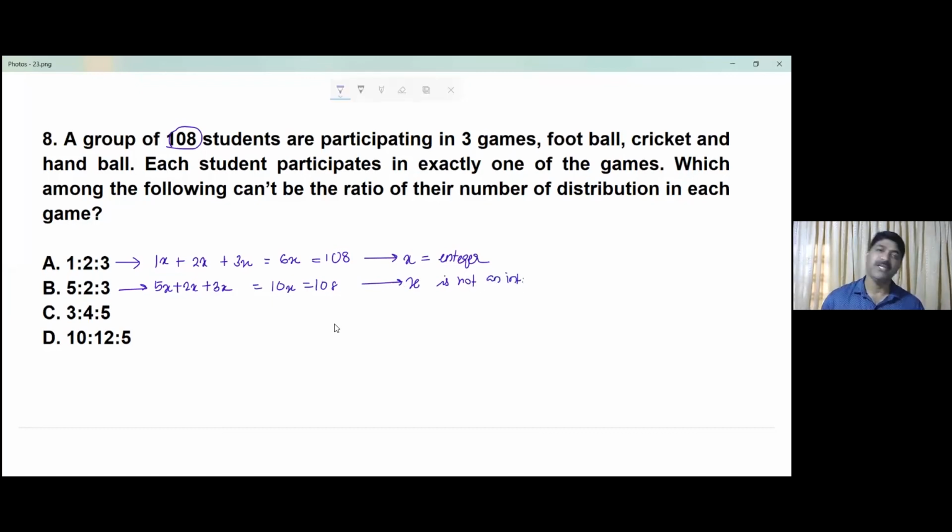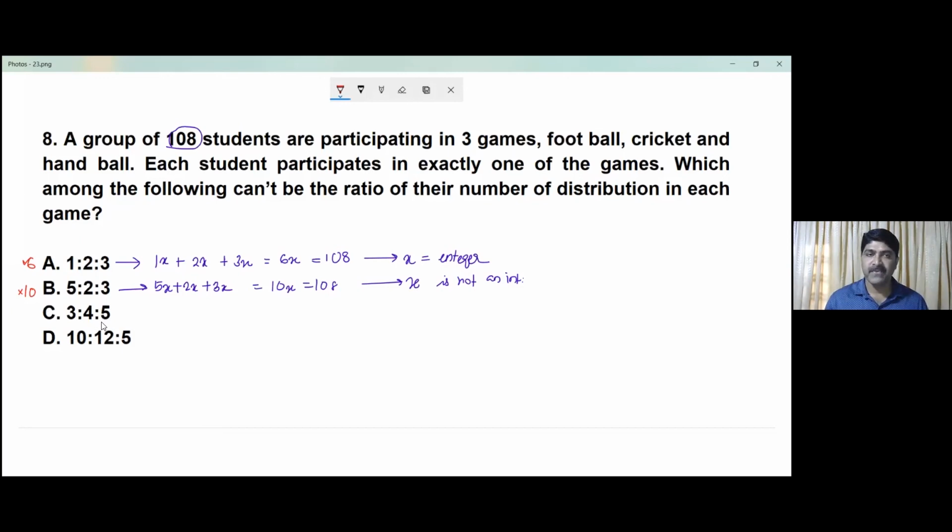For simple logic, in such a type of question, what is our testing point? Simply consider the sum of each of these ratio values and test the divisibility there. Here, the sum of these 3 ratio values is equal to 6. 108 is a multiple of 6. The sum of these values equals 10. 108 is not a multiple of 10. Clear? So it's a multiple of 6, but it's not a multiple of 10.